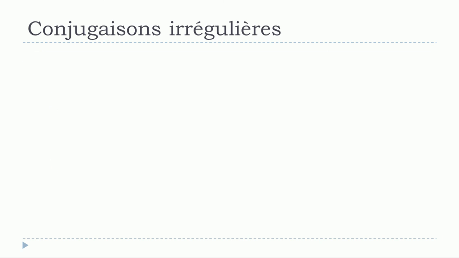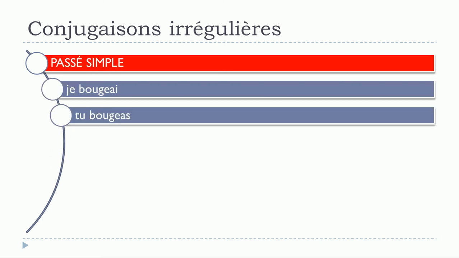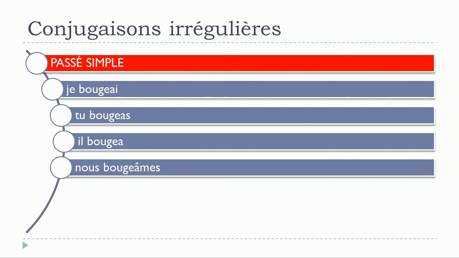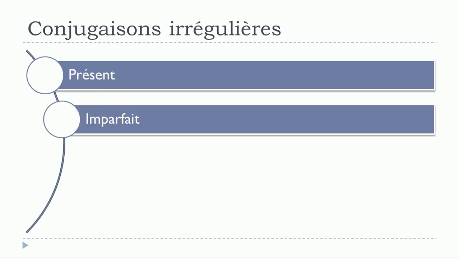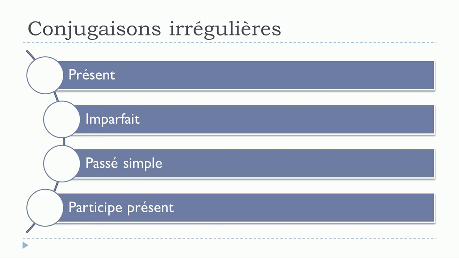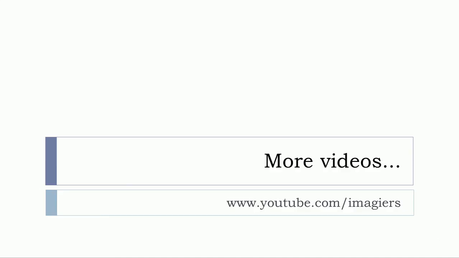Let's have a look at the passé simple now. Je bougeai, tu bougeas, il bougea. Nous bougeâmes, vous bougeâtes, ils bougèrent. Okay, so if you look carefully, then it's here, it's here, it's here, it's here, and it's here. So actually there is only this ils at the plural form that won't be affected or modified. Okay, so remember le présent, l'imparfait, le passé simple, and le participe présent will be the forms or tenses that will be affected or modified. Okay, I hope it was clear.